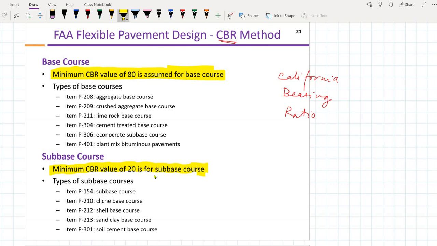There are different types of base materials which have been given in this method, and similarly there are different types of sub-base materials. It could be crushed aggregate, or aggregate which is stabilized by limestone, cement, or any other thing. The important thing to remember is that for base course the minimum CBR is 80, and for sub base the minimum CBR is 20.